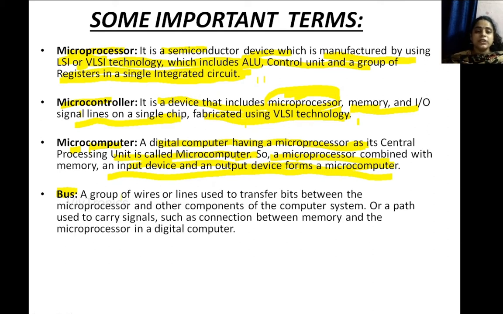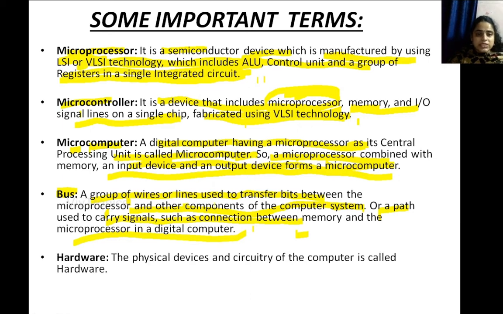This is the actual definition of a bus: a group of wires or lines used to transfer bits between the microprocessor and other components of the computer system. So a bus is nothing but a group of wires and lines. They are used to transfer bits, so data transfers bit by bit from the microprocessor to other components of the system. Another definition is that it is a path used to carry signals, such as the connection between memory and microprocessor in a digital computer. Both mean the same.